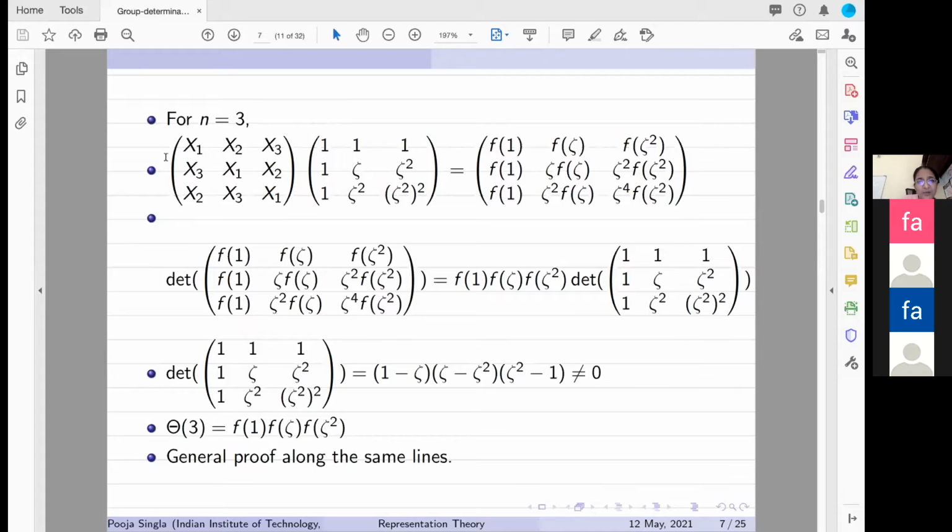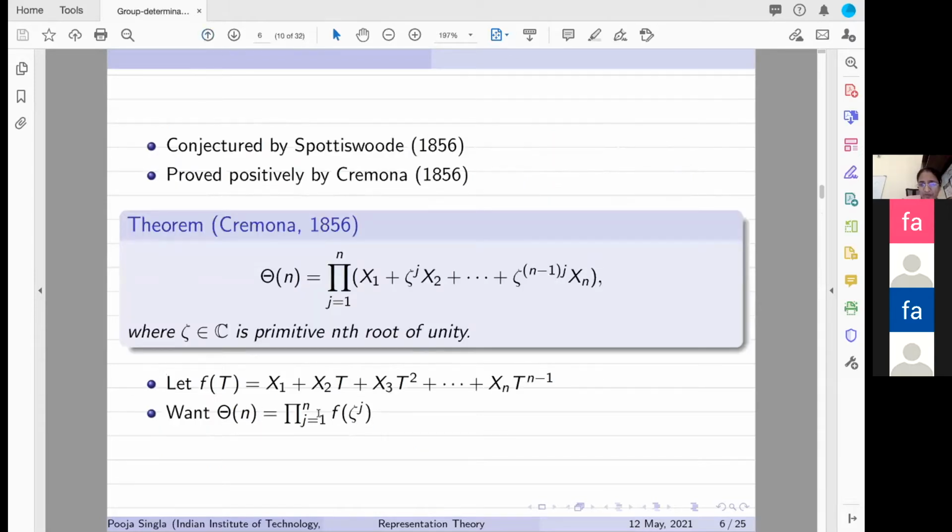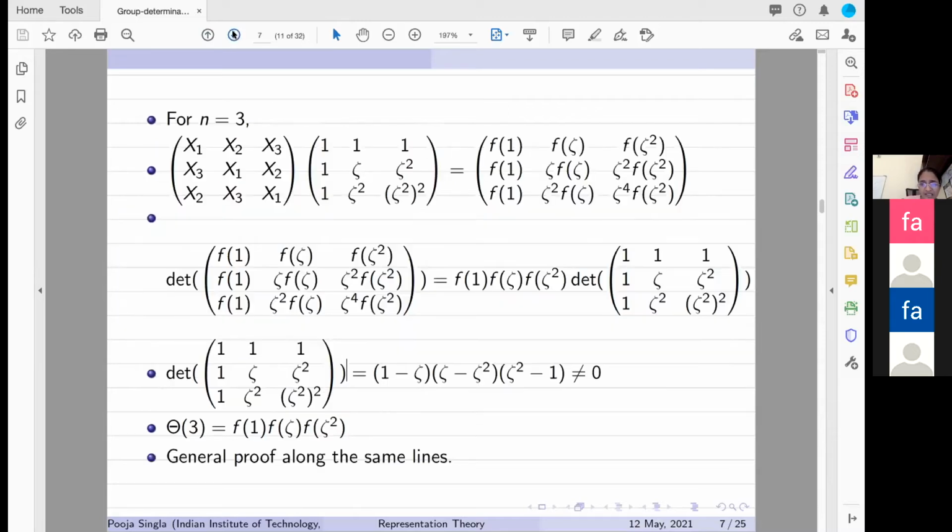So I'm interested in the determinant of this matrix, right? Now if I want to know the determinant of this, that's going to be the determinant of this A3 times the determinant of this matrix, which is equal to f(1) f(zeta) f(zeta^2) times the determinant of this matrix. And just because this determinant is non-zero, what I really obtain is that theta 3 is f(1) f(zeta) f(zeta^2), right? And that's what we wanted to prove. So this proves Cremona's result. And one can now do the same argument for the n by n case also.